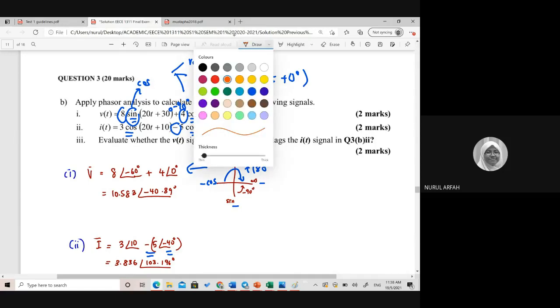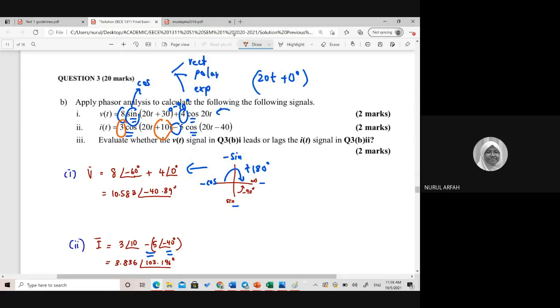Let me change color. The 3 here and the 10 degree. So you have this and this, right? So you just plus, use your calculator for all this. But you need to be careful with this part, because why? You have the negative side here. How to use calculator then?